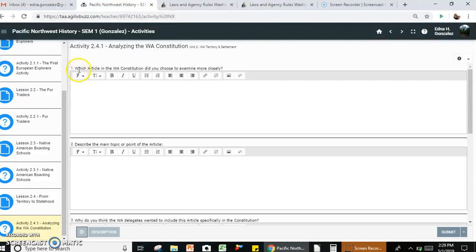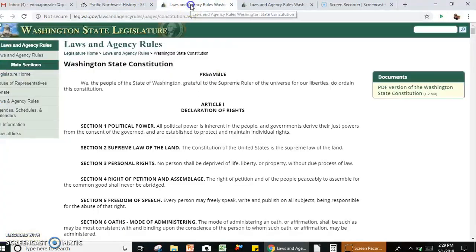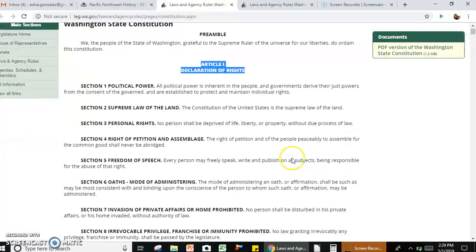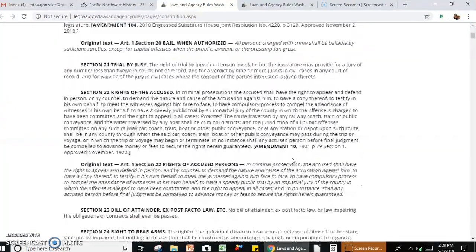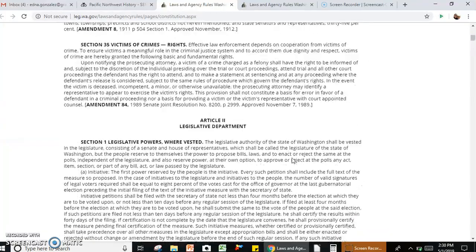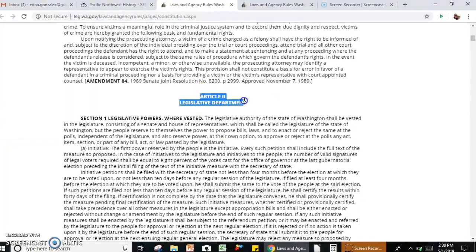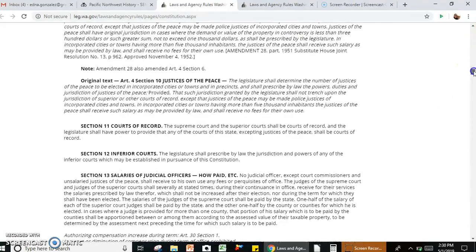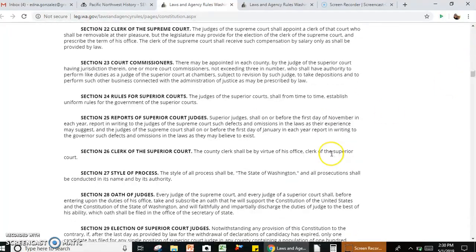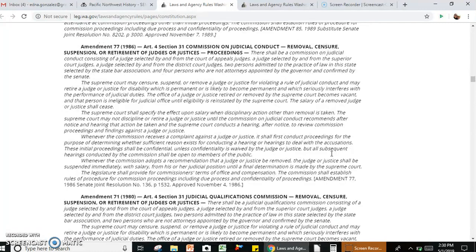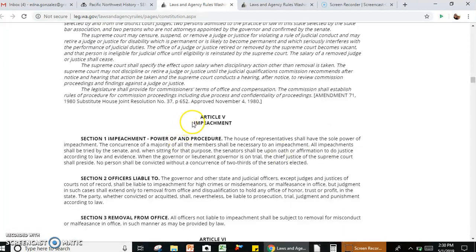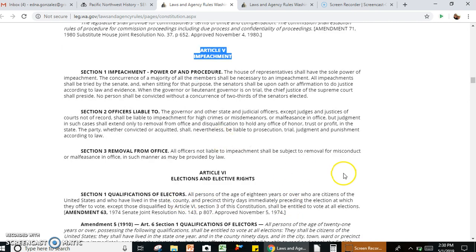So question 1 asks, which article in the Washington Constitution did you choose to examine more closely? So you can look at any of the articles. Maybe it's a Declaration of Rights, and you could scroll down and look at all of those. There's quite a bit of sections. Maybe it's Article 2. Maybe you want to know about the legislative department. I mean, there are a ton of articles. If I just scroll down randomly and I pick, let's see, this page, Article 5 talks about impeachment. So what is the procedure for the impeachment process of different officers?